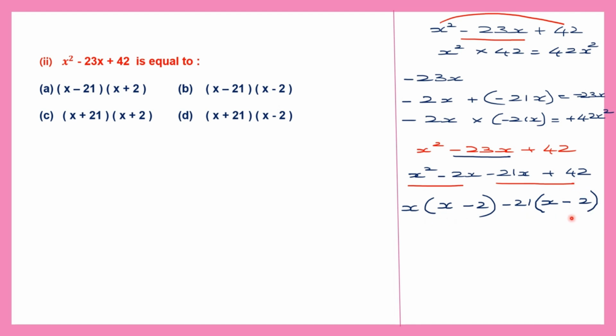So now I have these factors. X minus 2 is common on both sides. So I'll take x minus 2 as one factor. And then what do I have here? I have x minus 21. So let me write that. X minus 21. So I have factorized and this is what I've got. Let's look at the options. So x minus 2, x minus 21. Which one is that? X minus 2 and x minus 21 is option B. So option B is our answer.